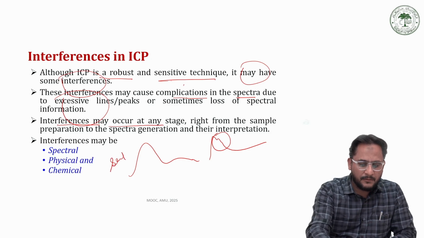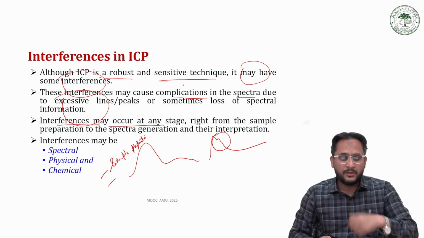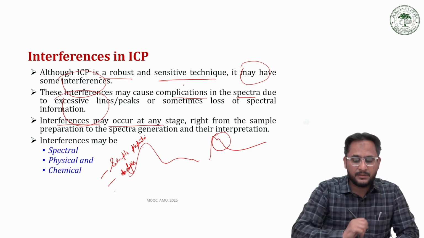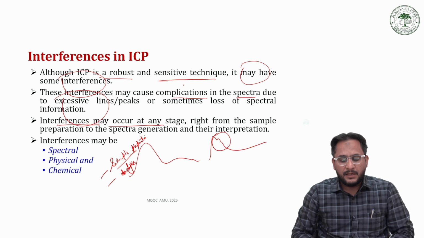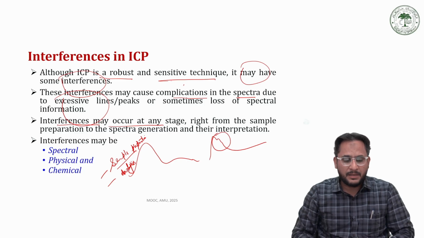These interferences may also be possible during the analysis, when we are doing nebulization and then atomization and excitation. So these interferences are also possible during the analysis. When it happens at the sample preparation level, it may be due to the method we are using, it may be due to human error, or it may be due to matrix effect, meaning the type of sample.